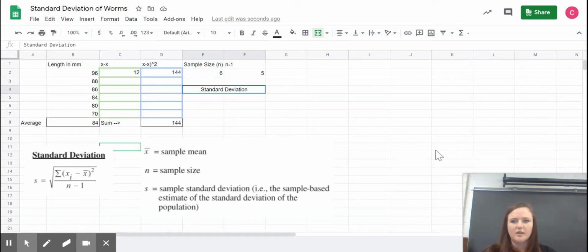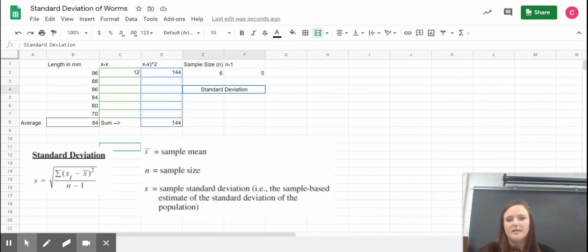All right, I'm going to show you how to calculate the standard deviation using the example given to you in the Properties of Water investigation. For part of the standard deviation station, I asked you to calculate the standard deviation of worms and gave you 6 worm measurements.